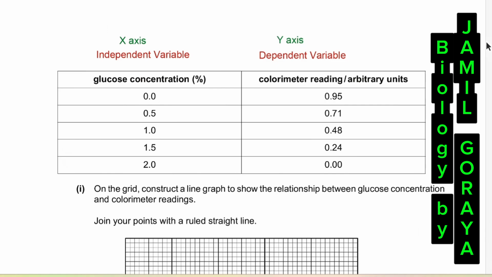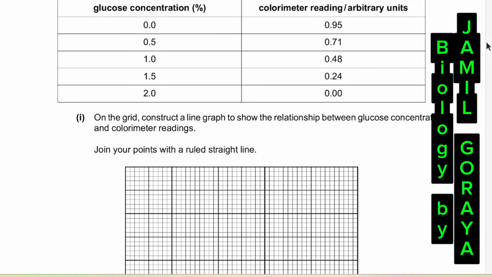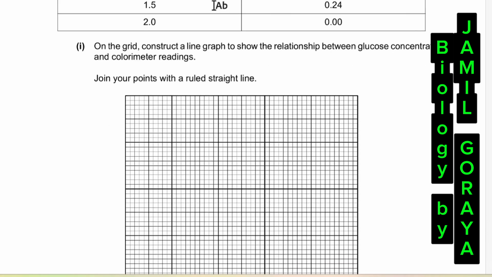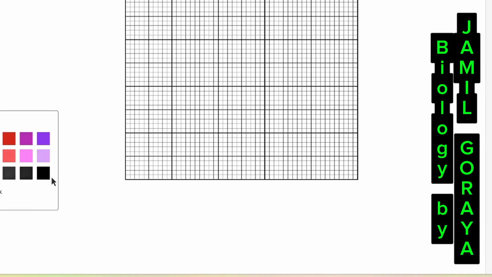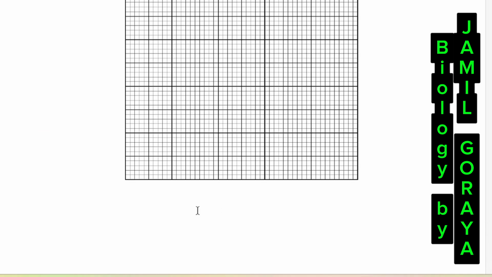Now, after selection, we have to label the axis. And labeling must be complete, like the given statement. On the x-axis, we will label glucose concentration percentage. So let's start. Glucose concentration percentage.